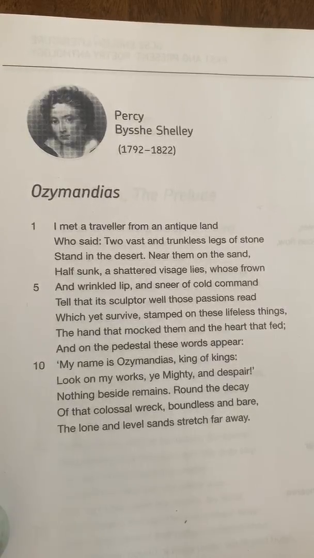Ozymandias, Percy Shelley. I met a traveller from an antique land who said, two vast and trunkless legs of stone stand in the desert. Near them on the sand, half sunk, a shattered visage lies, whose frown and wrinkled lip and sneer of cold command tell that its sculptor well those passions read, which yet survive, stamped on these lifeless things, the hand that mocked them and the heart that fed.